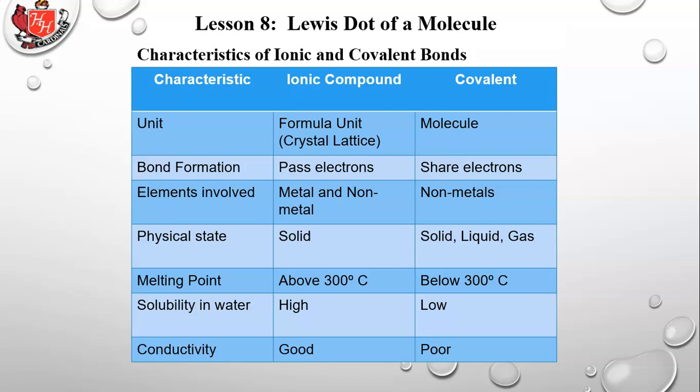And finally, conductivity. Conductivity means both electricity and heat. Ionic compounds generally conduct electricity and heat well. Covalent bonds don't. Another little project we will do in class when we come back to school is we'll have a beaker of salt water and a beaker of sugar water. And you can actually light up a light bulb by putting two electrodes into the salt water because it conducts electricity. But you put them into the sugar water, it won't light up the light bulb because covalent bonds don't conduct electricity well.